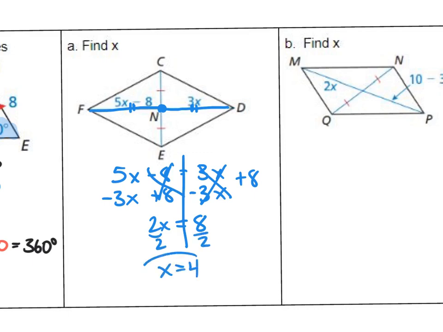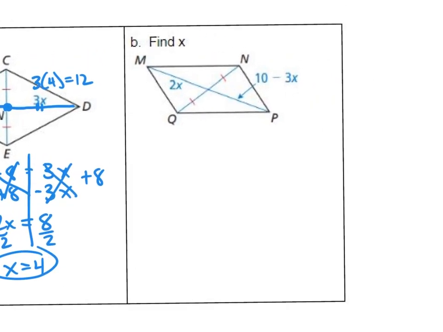And by knowing now that x is 4, I can take that and plug it in. 5 times 4 minus 8, which would give me 12, and then 3 times 4, which would also give me 12. So notice that those two chunks of that one diagonal are going to be equal, again, because they bisect each other. All right, I want you guys to try one on your own.